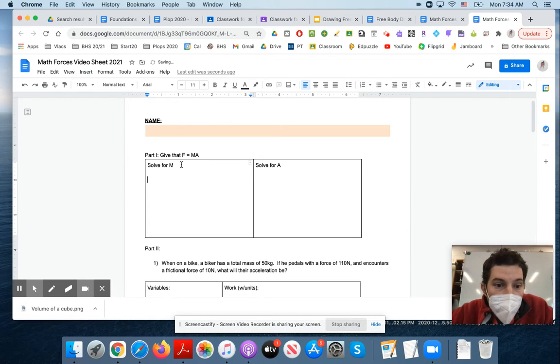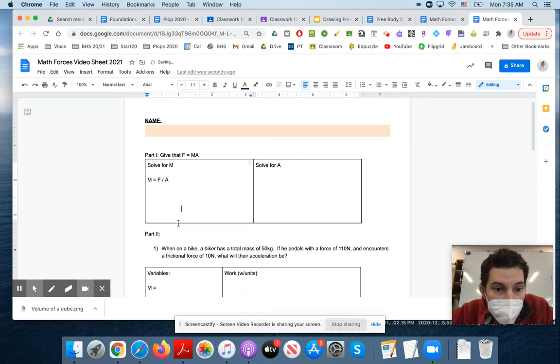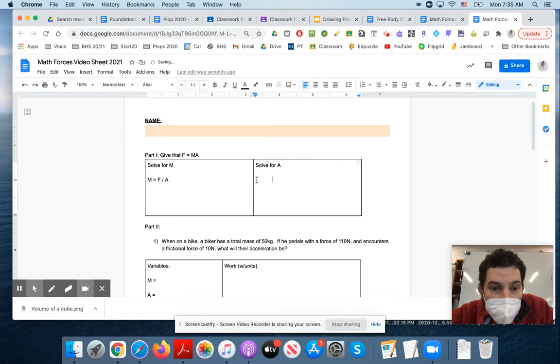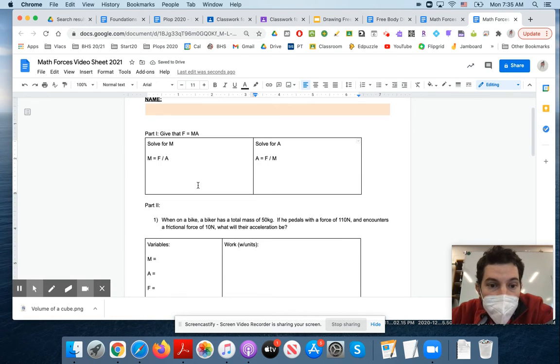When I do that, I'm dividing both sides by a, so I get m equals f divided by a. If I want to solve for a, I'm going to divide both sides by m. So m divided by m equals 1. The m goes away on that side, but I divide it on the other side as well, and I get f divided by m. So force stays on top here. Mass is force divided by acceleration, and acceleration is force divided by mass.